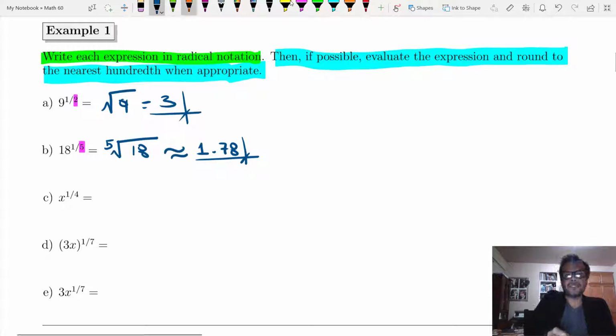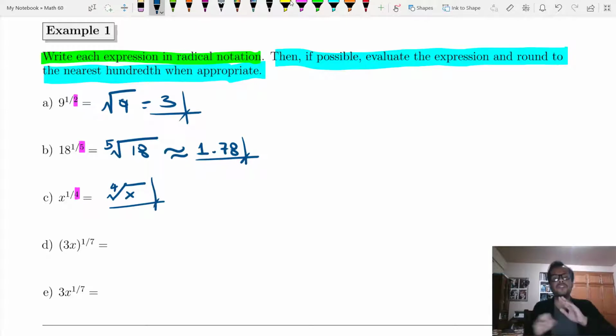All right, letter C. In this case, the denominator of the exponent is 4. That means the index of the radical will be 4. So we're going to have the fourth root of x, and that's what it is. That's all we do. We're just changing from rational exponent notation to radical notation.